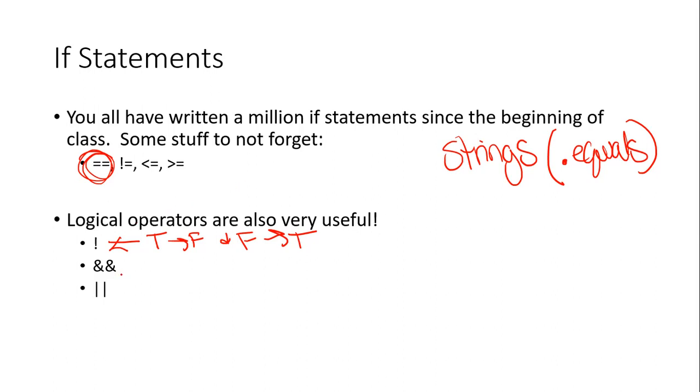Remember ands, when you are connecting two conditionals with an and, both of them have to be true for you to get a true. So that would be if it's sunny outside today and it's a weekend, I can go to the beach. If it's not sunny, I can't go to the beach. If it's not the weekend, I can't go to the beach. They both have to be true for me to be able to go.